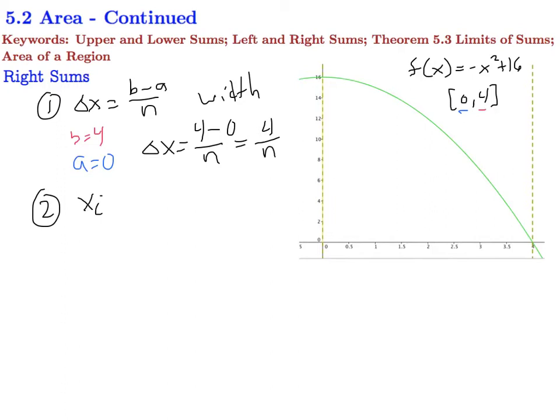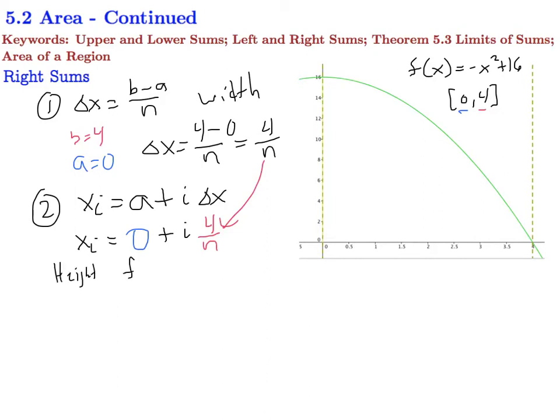So each endpoint xi is given by the formula a plus i times delta x. So in this case, our xi is going to be our a value, which was 0, plus i times our delta x value. And our delta x value we figured out above is going to be 4 over n. And finally, the actual height will be given by f of xi. So this is our actual height function.